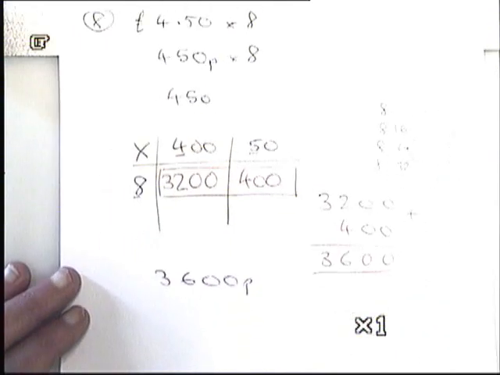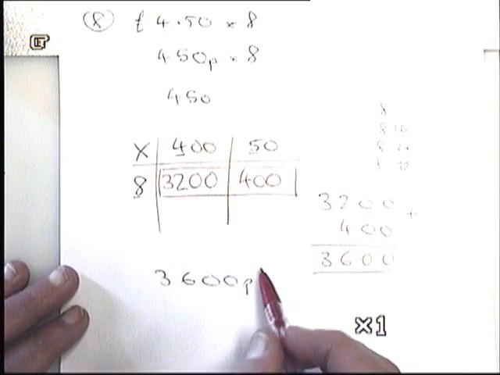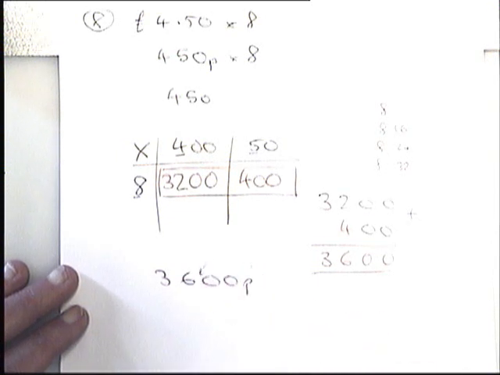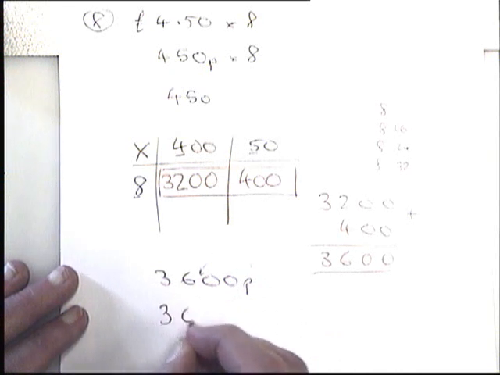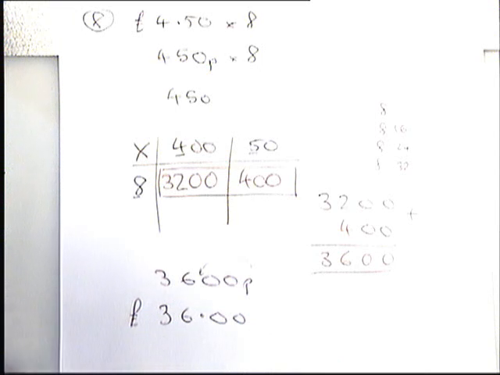But the original question was in pounds. And if you're changing from pence to pounds, you need to put a decimal point in 2 places from the end. So that will be 36.00 pounds, or just 36 pounds. So that's question 8 finished.